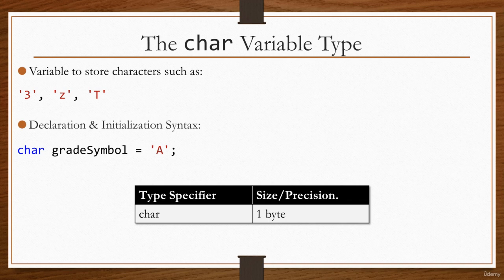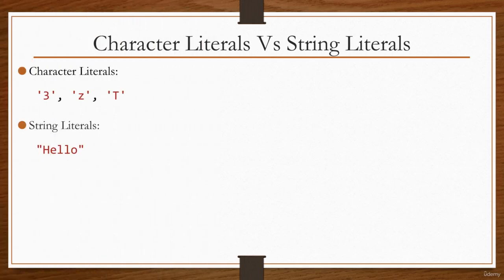So as a quick recap on the char variable type, a variable to store characters such as 3, Z and T for example, use single quotes. We have an example of a declaration and an initialization syntax. You can assign the character A to some grade symbol for example. Of course, you can use list initialization as well. This is simply using the assignment operator. The type specifier again is char, and then the size or precision is going to be 1 byte, so 8 bits.